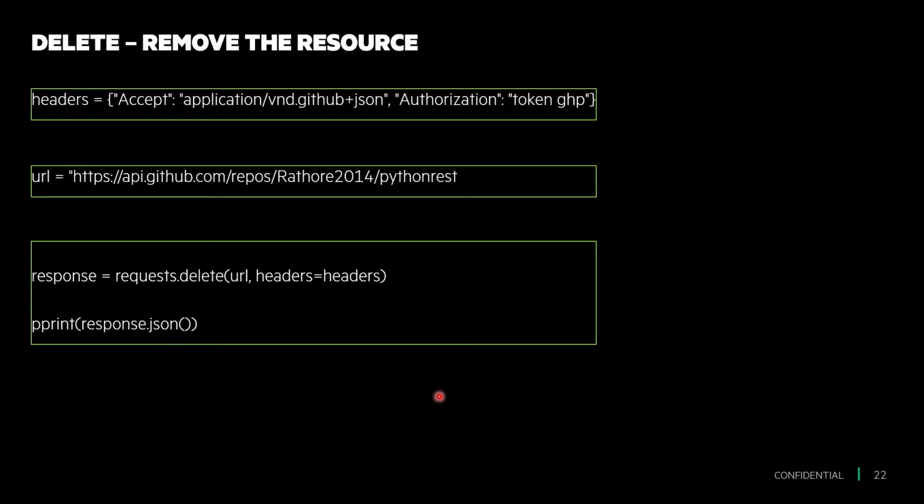We are done with our testing or development. We want to do the cleanup, so we want to delete the resource, the one we have created. I created a repo named Python REST. This is my username, so this is the URL endpoint. On this particular path, this repo was created, and we are going to delete that. So we are calling the delete operation, passing the URL and the header, and now the resource will be deleted.